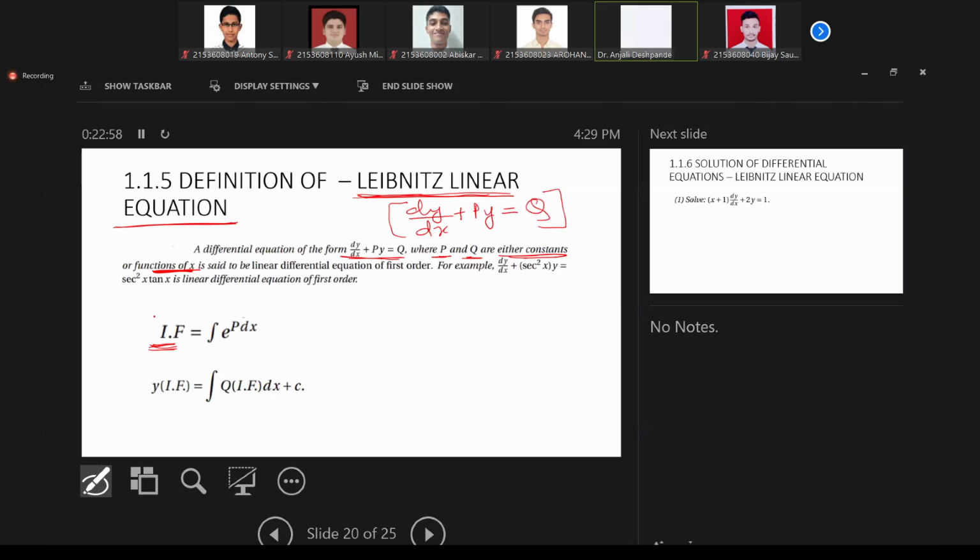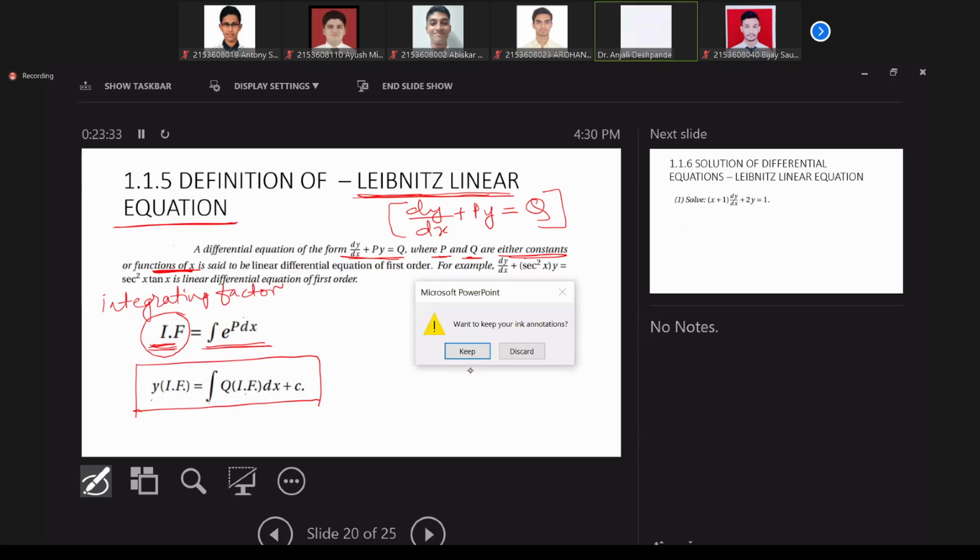Now, how to solve such equations? We are going to make use of something called the integrating factor. The formula for the integrating factor is e raised to integration of p dx. Once we find the integrating factor, we use this formula to find the solution: y into the integrating factor is equal to integration of q into the integrating factor dx plus c.